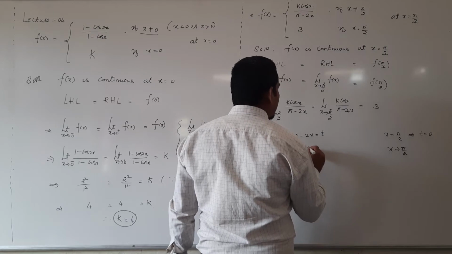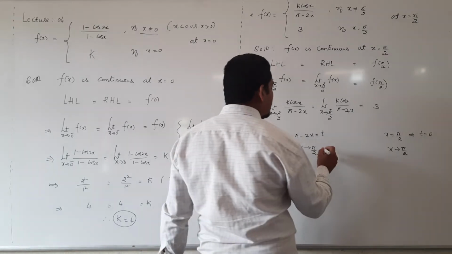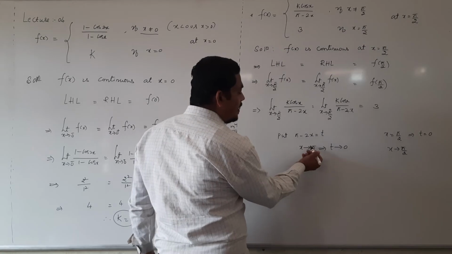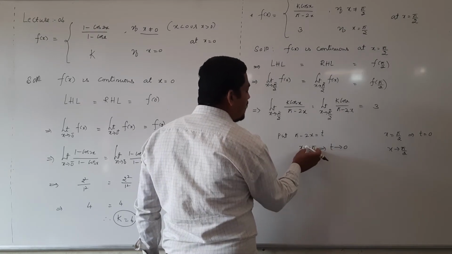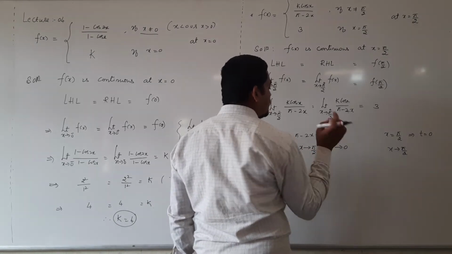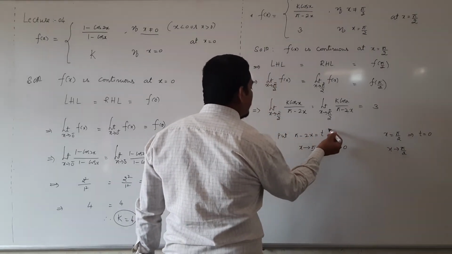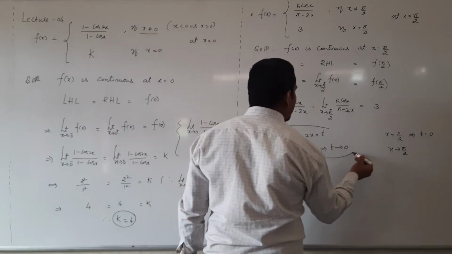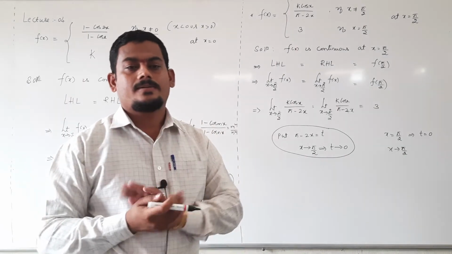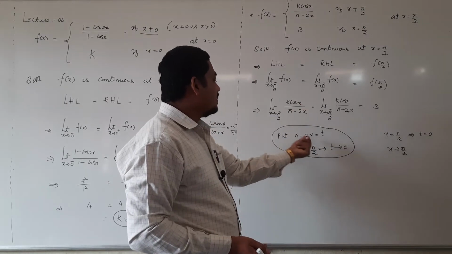As x approaches pi by 2, t approaches 0. Instead of the equal sign, use the approaching sign. If you take the equal sign, then t equals 0. Here it is the approaching sign, so x approaches pi by 2, t approaches 0. Now replace this substitution in the given limit to eliminate indeterminate forms. Eliminate indeterminate form by substitution. Take pi minus 2x equal to t.